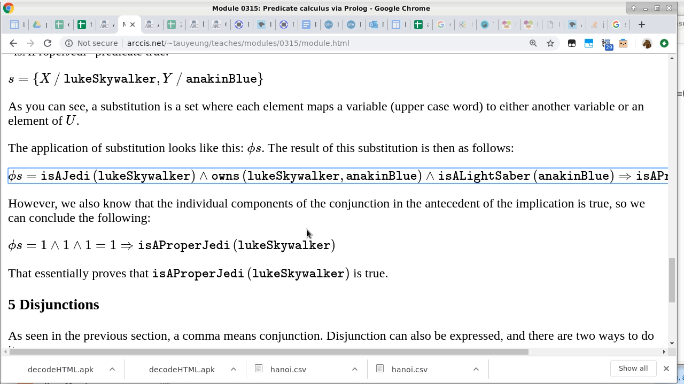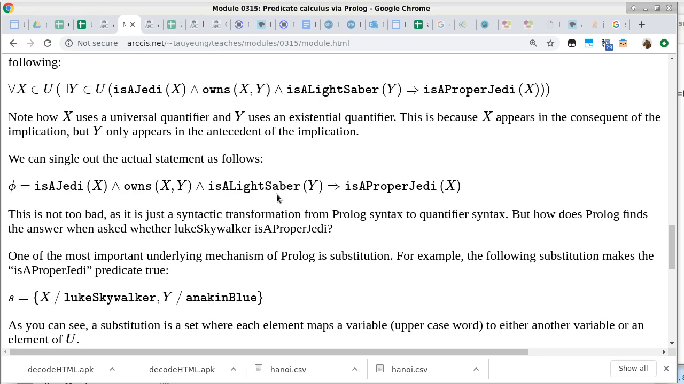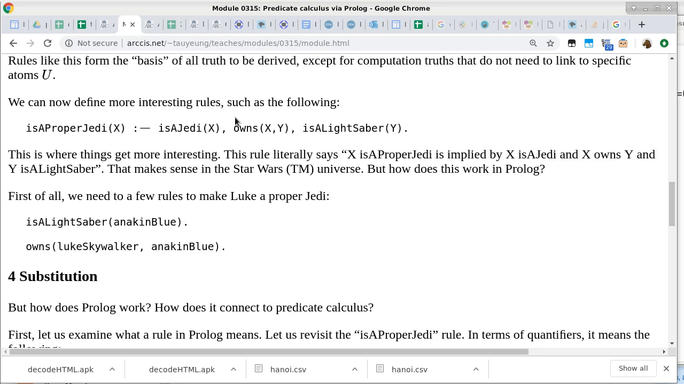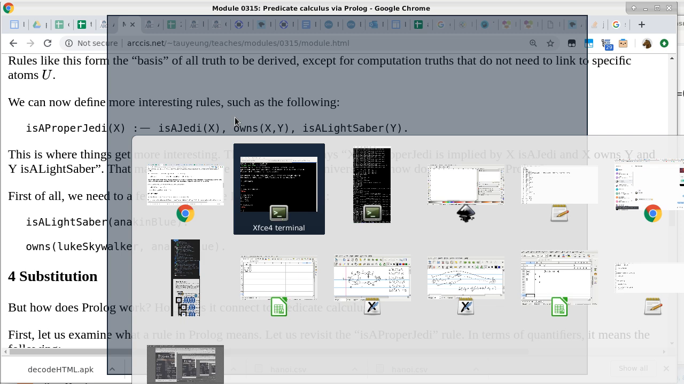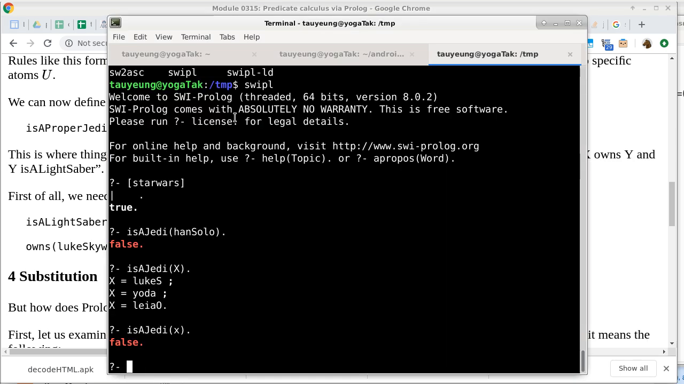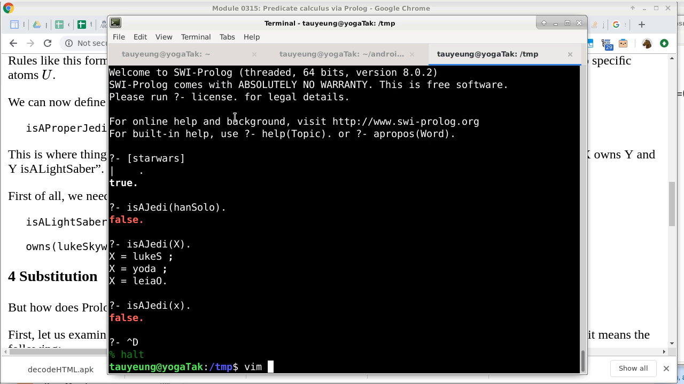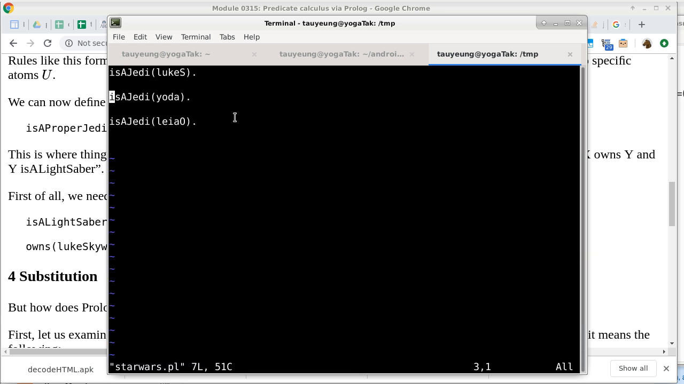Okay, all right. So let's go ahead and put in something like this. We'll put in the rules for is a proper Jedi and who owns what and so on. Okay, so let's go back to our terminal and make some further changes to it. So now we want to specify ownership, right? So Luke owns a shovel.